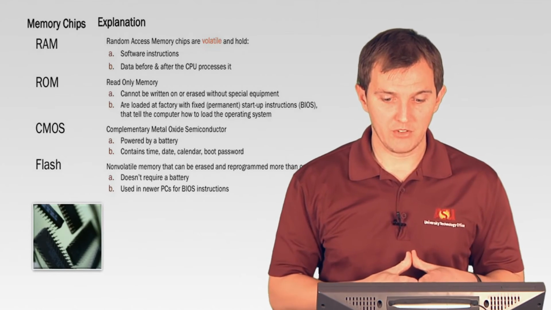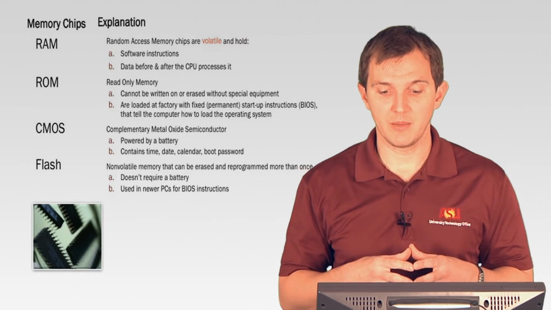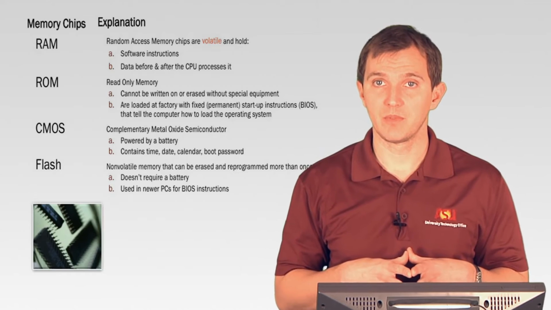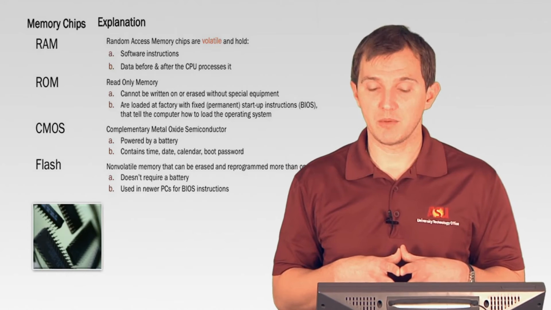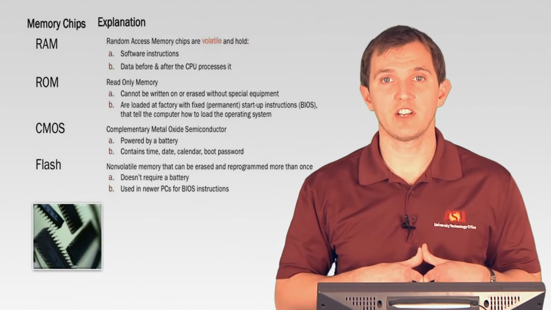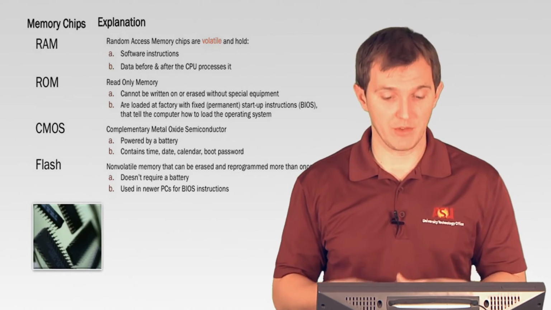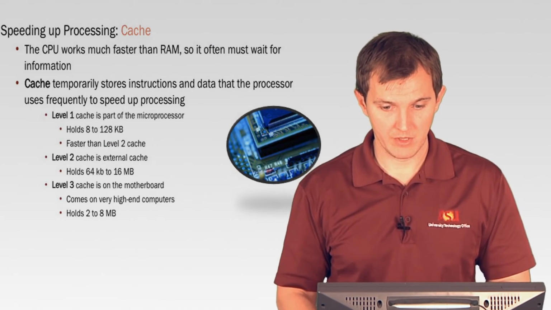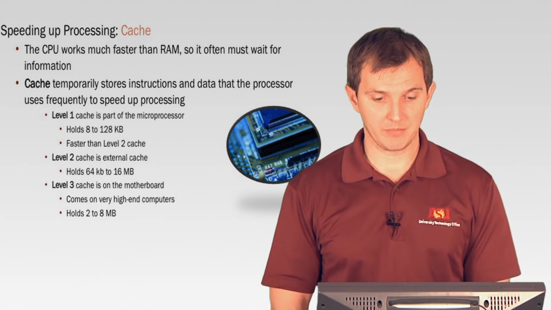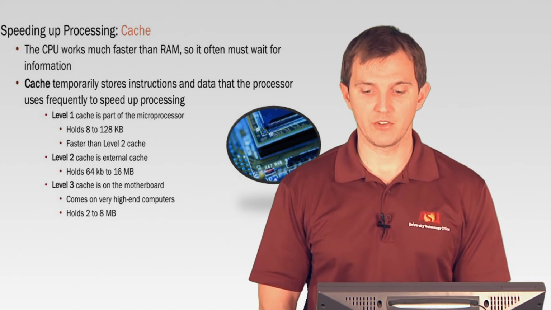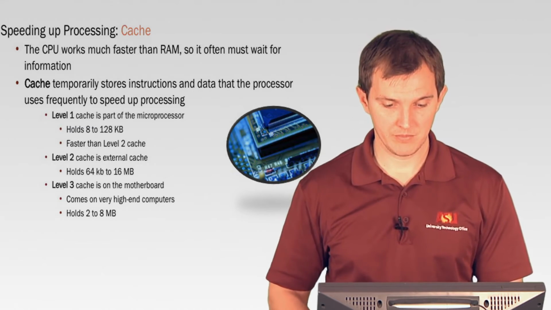And then, as we said, CMOS. The CMOS is powered by that battery, and that contains time, date, calendar, and boot password. And then flash memory, non-volatile memory that can be erased and reprogrammed more than once. And as we said, flash is solid state in that it doesn't have any moving parts. The cache is similar to RAM, except that it's like RAM for the processor, basically. So cache memory is RAM inside of the processor.